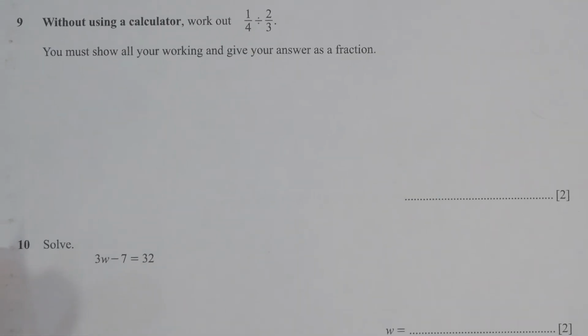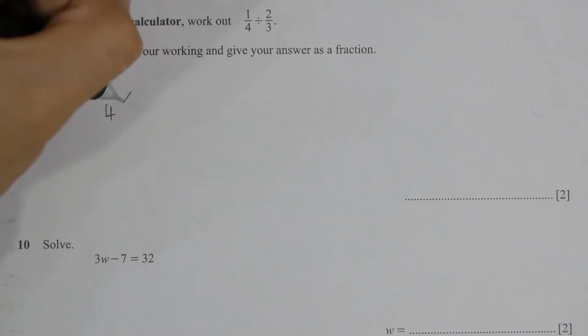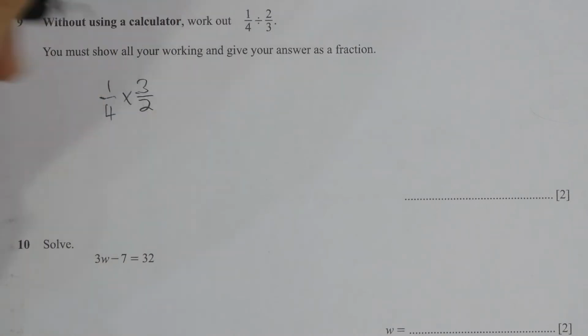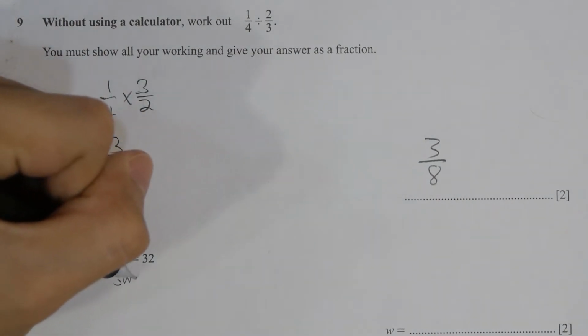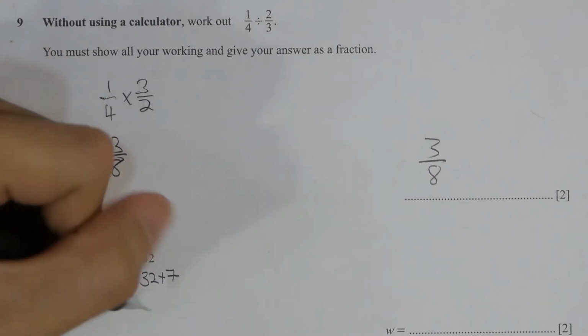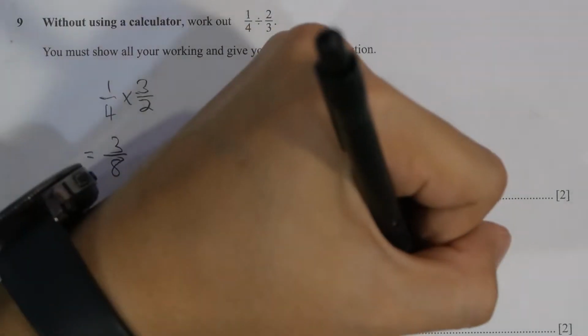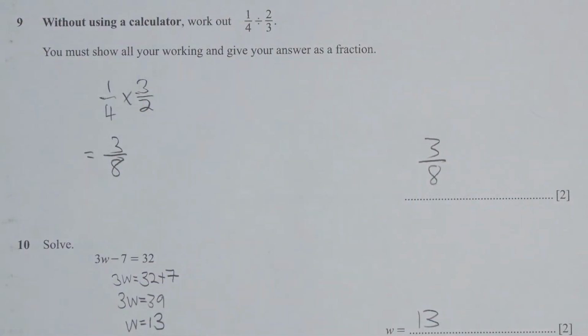Question 9, pretty straightforward. Simply change the divide into multiplication, then you will get 3 over 8 as the final result. Whereby for question 10, we got 3w minus 7 equals 32. So by running a calculation, you get the final result as 13.